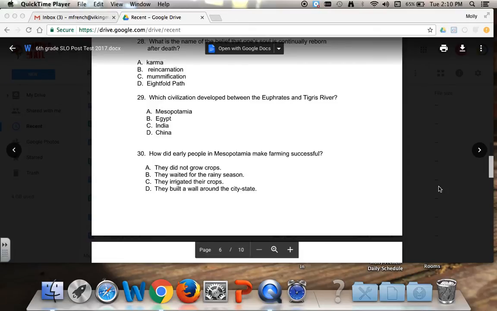Number 30. How did early people in Mesopotamia make farming successful? A. They did not grow crops. B. They waited for rainy season. C. They irrigated their crops. Or D. They built a wall around the city-state.